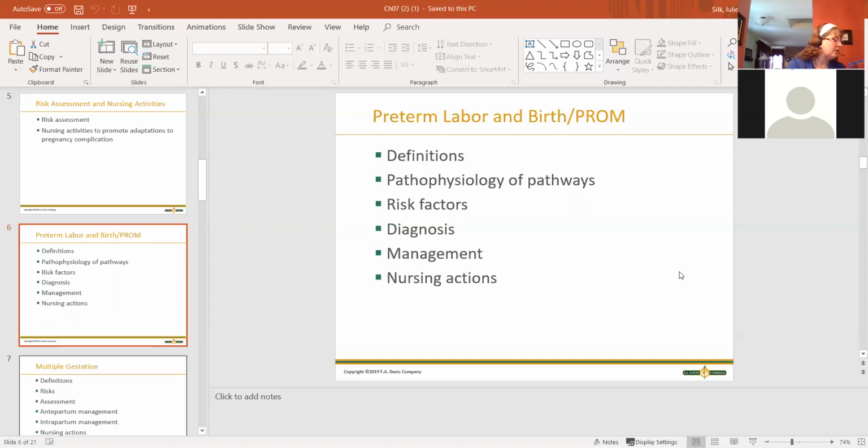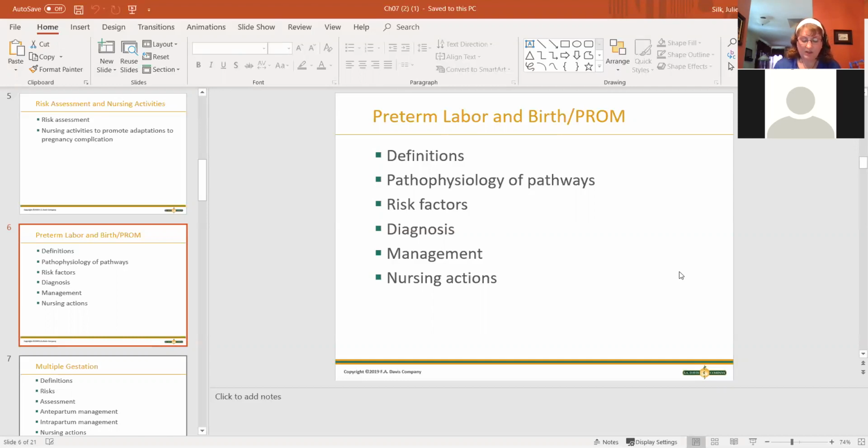So there is a box in your book on page 155 that says common tocolytic agents, and it mentions all of them. For example, there's a calcium channel blocker. There are non-steroidal anti-inflammatory drugs, believe it or not, that sometimes they'll give. So this would be indomethacin. There are beta-adrenergic receptor agonists. So this specifically would be your terbutaline. And then they also mention mag sulfate on here. That's another one that sometimes they'll give.